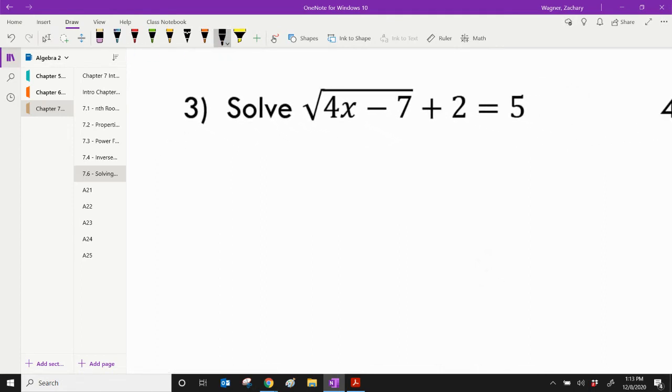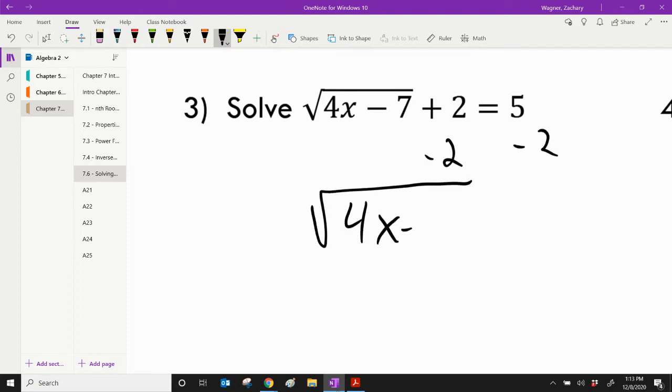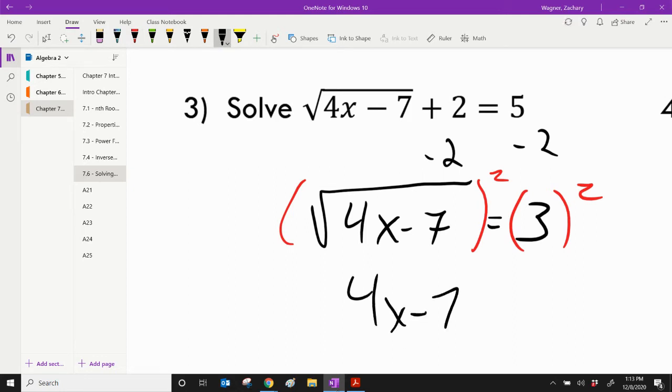First things first, we need to isolate the radical. We can get rid of it by squaring both sides. Before we do that, we need to subtract 2 to get rid of that 2. 5 minus 2 is 3. I'm left with root 4x minus 7 equals 3. I'm going to get rid of my square root by squaring both sides. What I'm left with is 4x minus 7 equals 3 squared, which is 9.